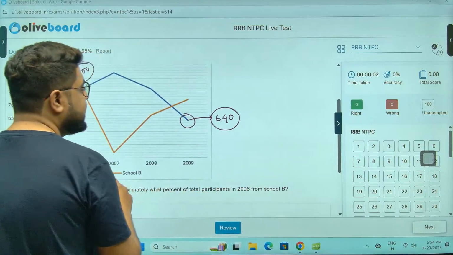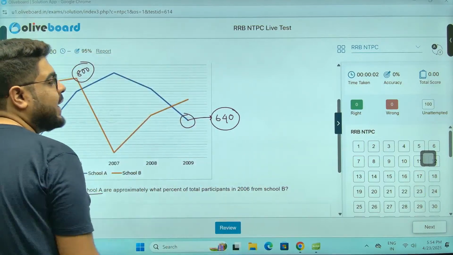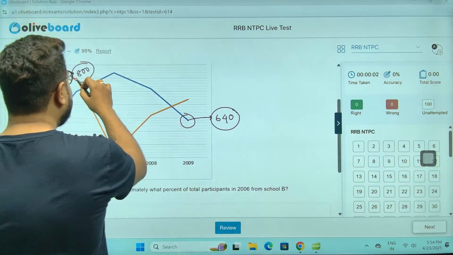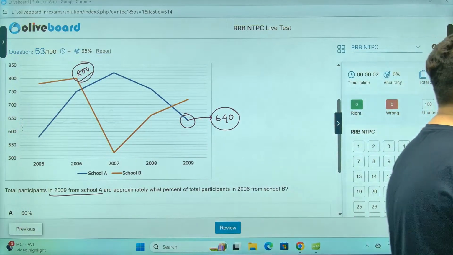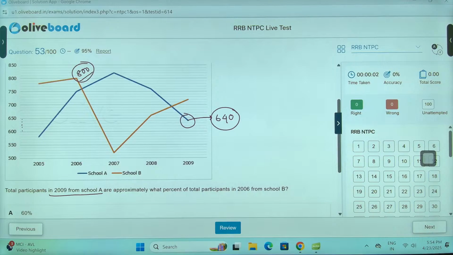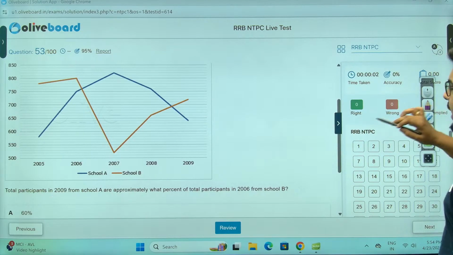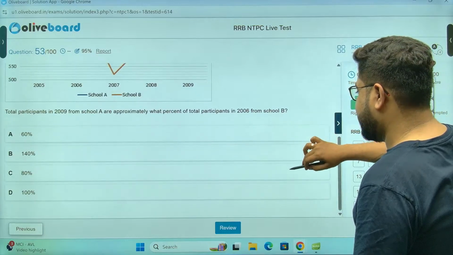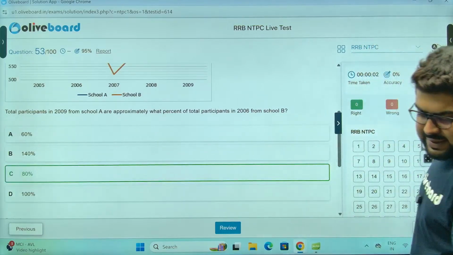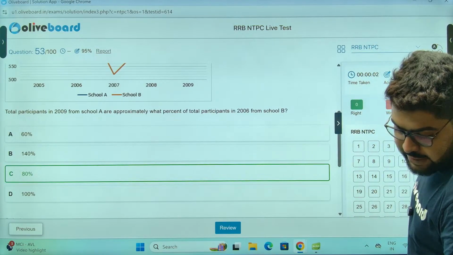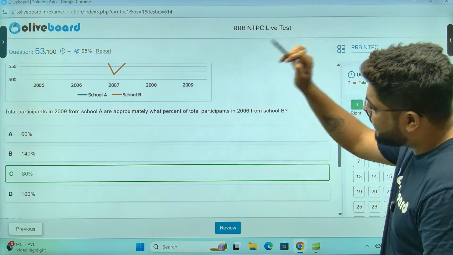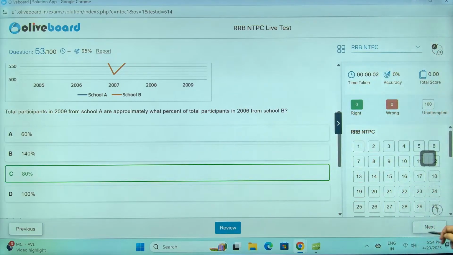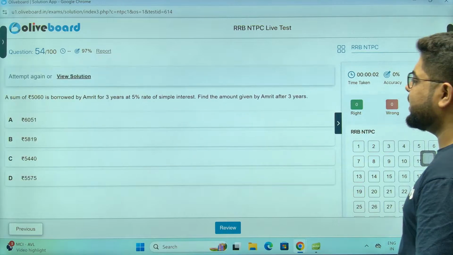Sir, no need to calculate. 80% hota hai, sir. 8 8s are 64. You see, you don't need to actually calculate. 80% will be your answer. Clear, sir? They are not asking how much more or less. They are asking what percentage. That much only.